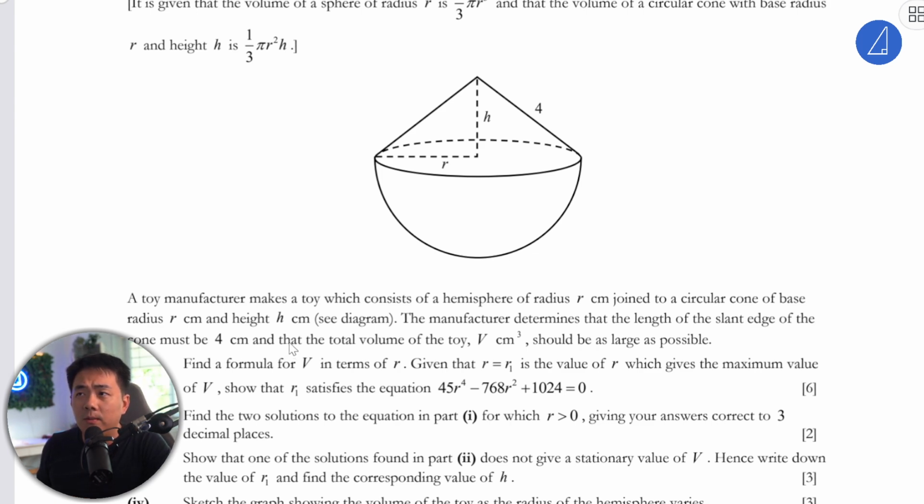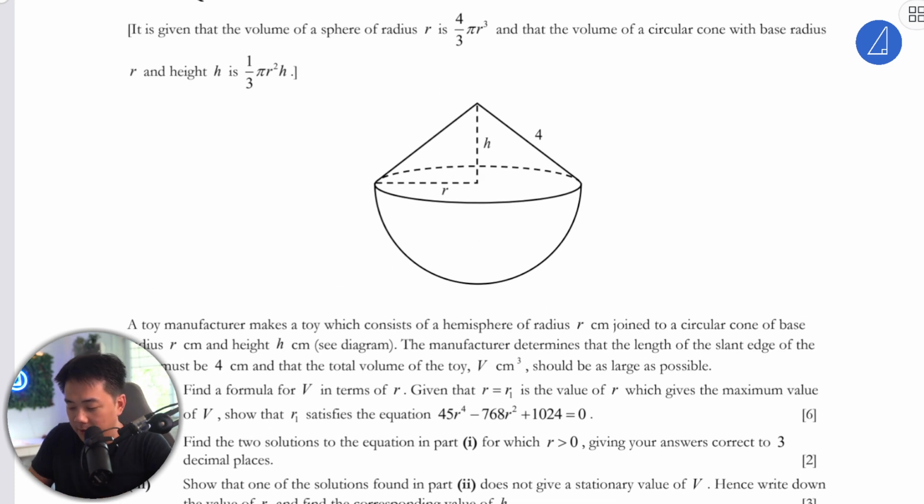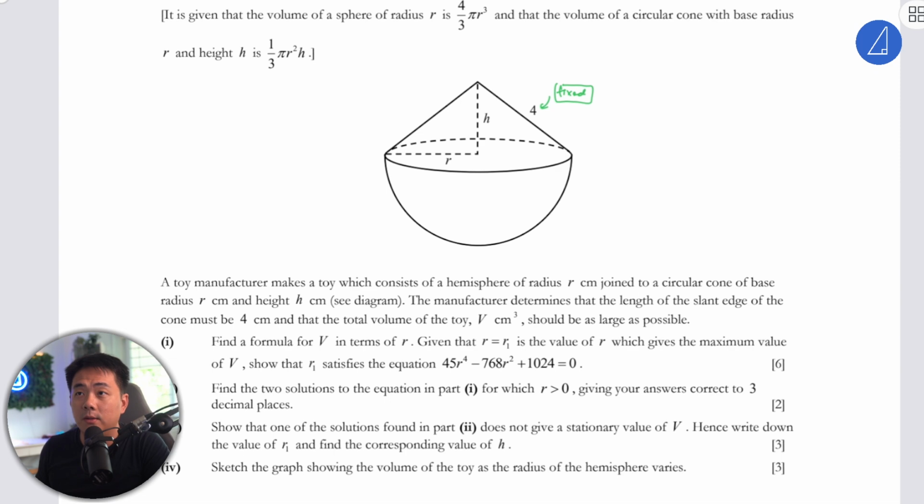The manufacturer determines that the length of the slant edge of the cone must be 4 cm. So this is fixed. I think the idea is to understand this is fixed. For any maximization and minimization problem, you have to be able to tell which are the variables and which are fixed. Okay, so there's that.